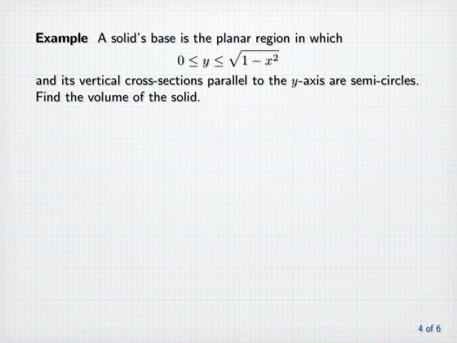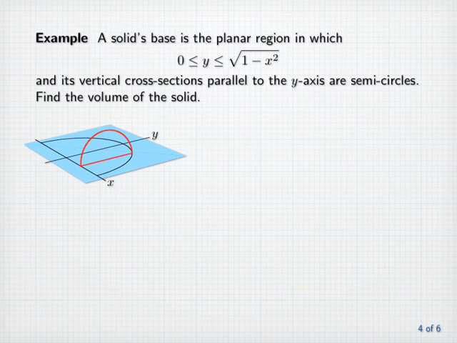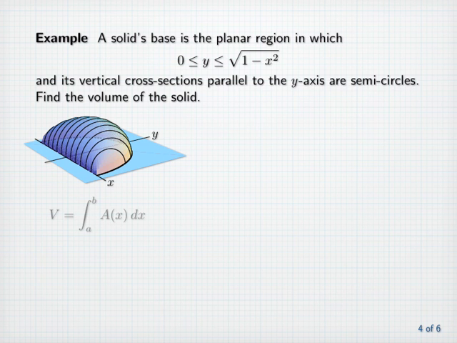The graph of y equals the square root of 1 minus x squared is the top half of the unit circle, so here's the base of our solid. And here's the outline of a typical cross-section. In fact, the solid looks like this. The volume will be the integral of cross-sectional area from x equals minus 1 to x equals 1.